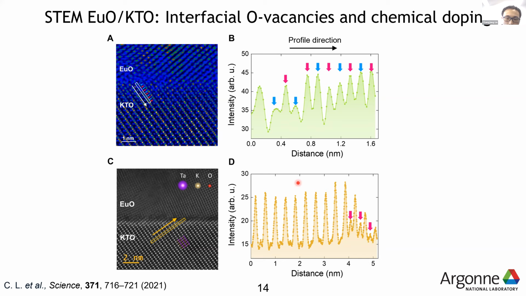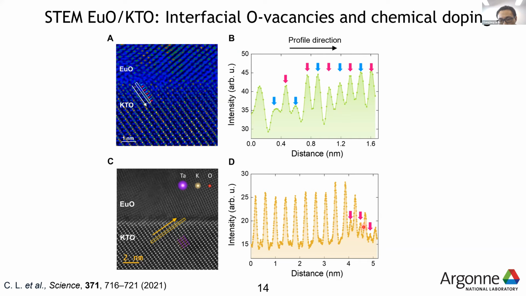We also found that near the interface region, there is some chemical substitution. Basically, the potassium was substituted by europium, as observed in this peak.